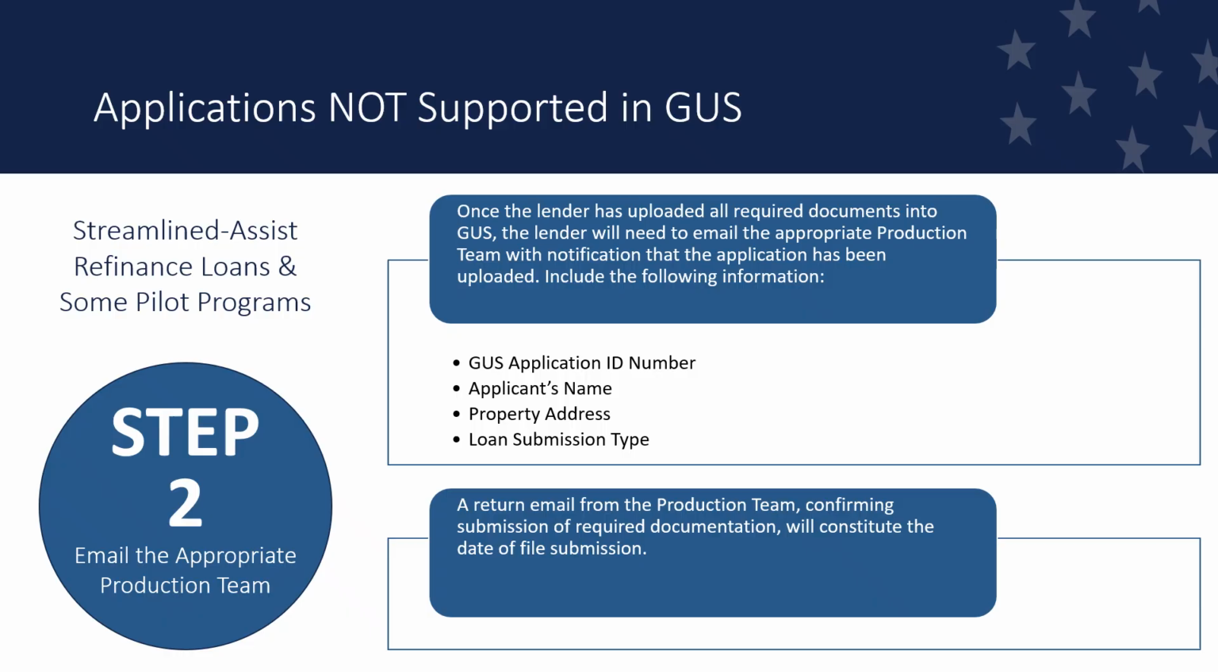Once the lender has uploaded all required documents into GUS, the lender will need to email the appropriate production team with notification that the application has been uploaded. Include the following information: the GUS application ID number, the applicant's name, property address, and loan submission type. A return email from the production team confirming submission of required documentation will constitute the date of file submission.